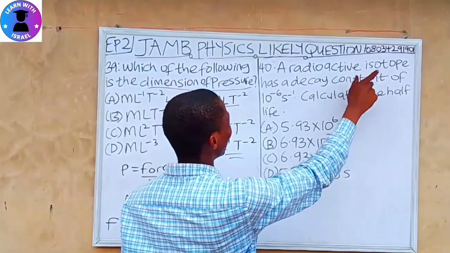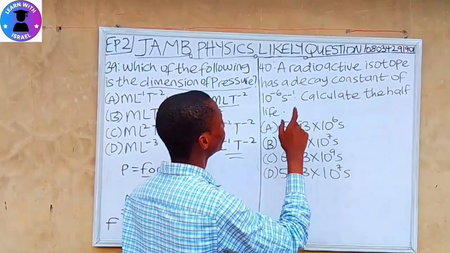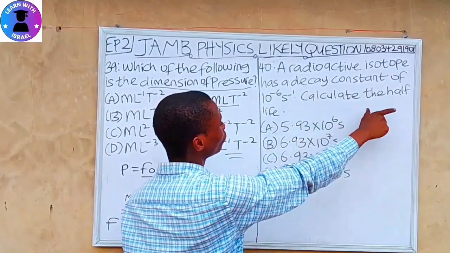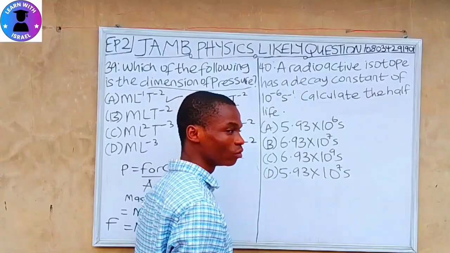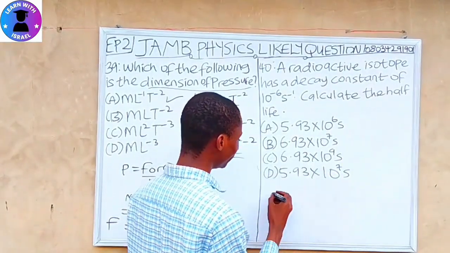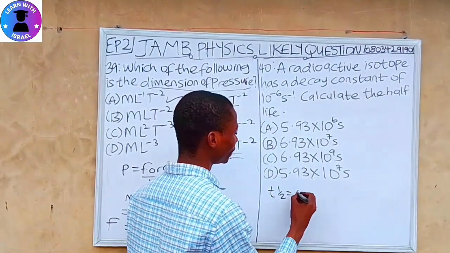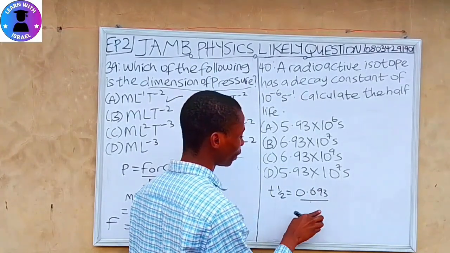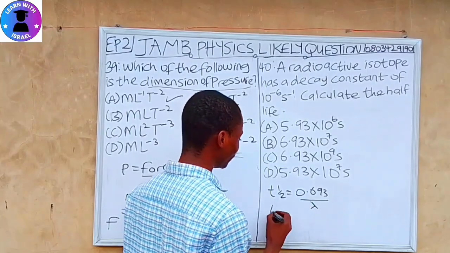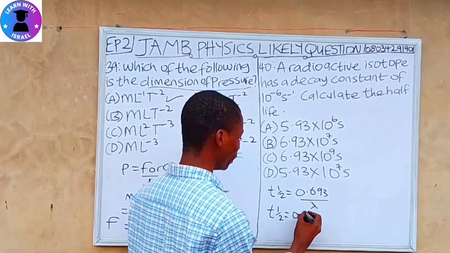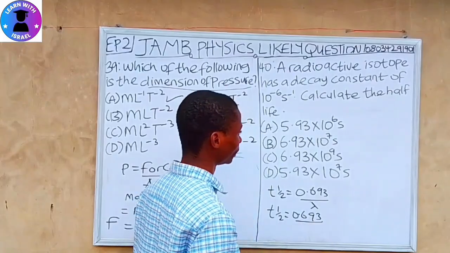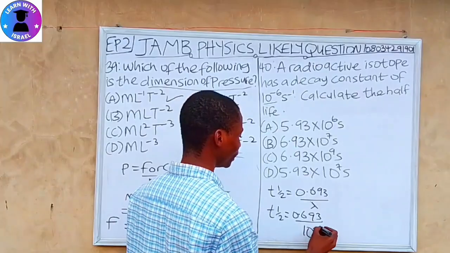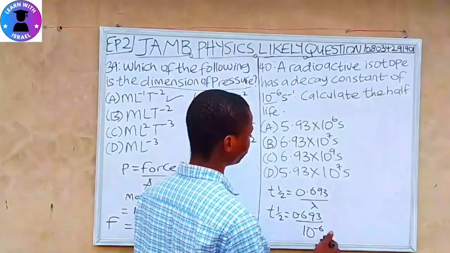A radioactive isotope has a decay constant of 10 raised to the power minus 6 per second. Calculate the half-life. So the formula for half-life is T half equals 0.693 over the decay constant. Our T half, which is also the half-life, equals 0.693 over our decay constant. In the question, our decay constant is 10 raised to the power minus 6, so let's input it here.